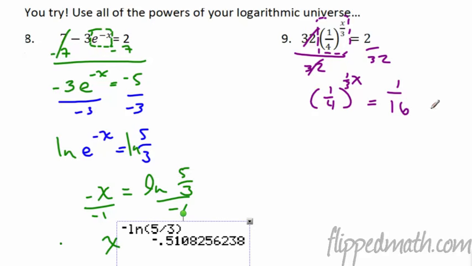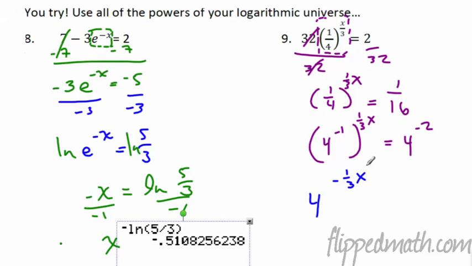Now I see a common base. That's why I did that. So we get 4 to the negative 1. That's 1/4, correct? To the 1/3 x. All right, that's the exponent. This is all going to equal, this is 4 to the negative 2 power. So a little simplification on the left, I'm going to get negative 1/3 x. We put that as a power on 4 because I multiply these two. This is all going to equal 4 to the negative 2.